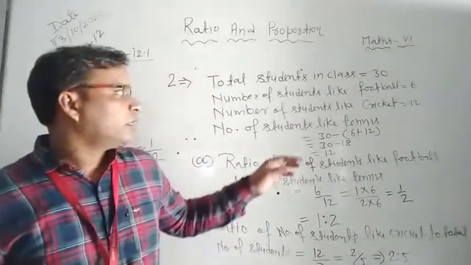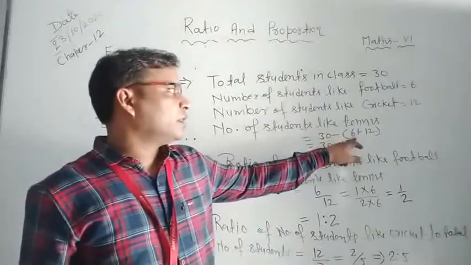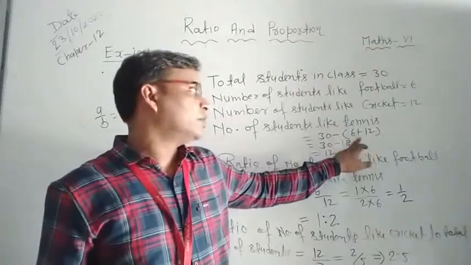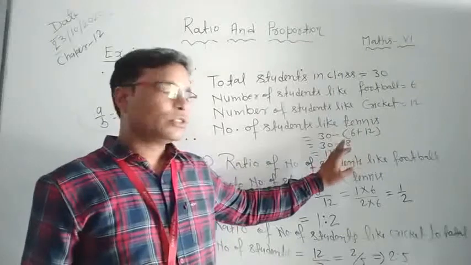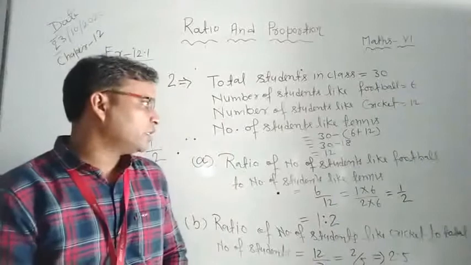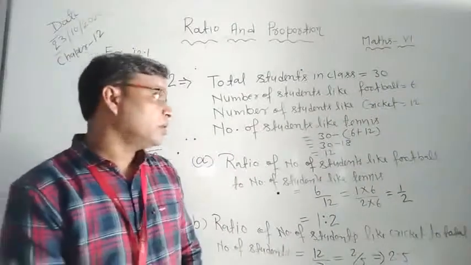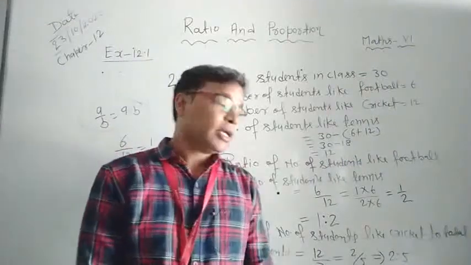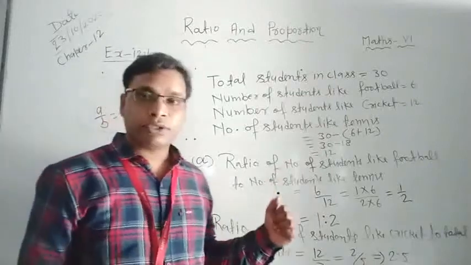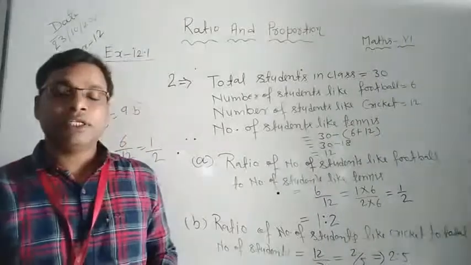So here you can see the total students is 30, the number of students who like football is 6, and the number who like cricket is 12. So 6 plus 12 is 18, and 30 minus 18 is 12. So the first question arises here: find the ratio of students who like football to the number of students who like tennis. The number of students who like football is 6, and the number who like tennis is 12.